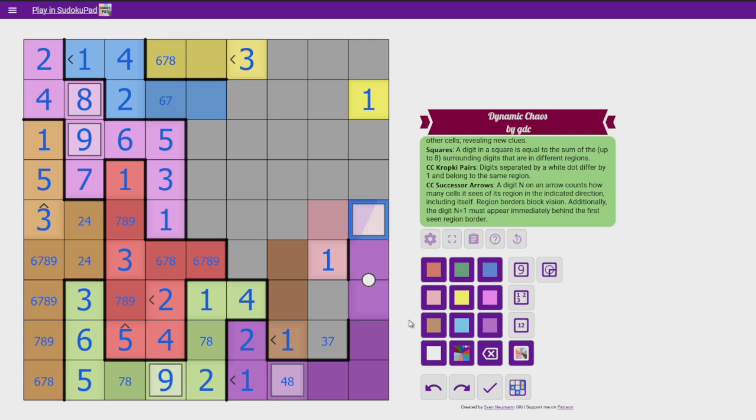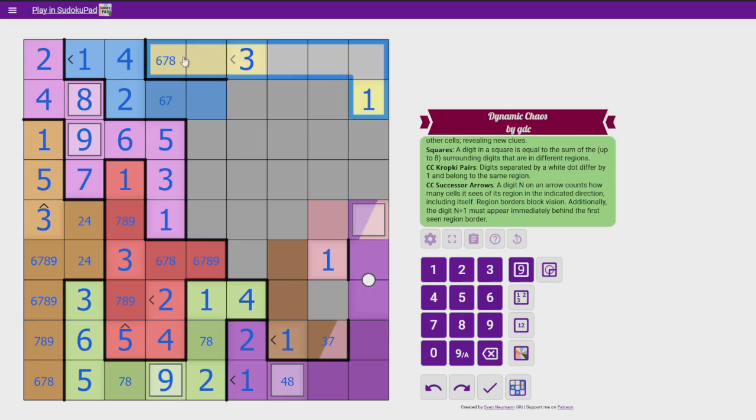Does that now mean this is purple? No. No, it doesn't. This is tan or brown. Definitely. It's 3 or 7. 1, 2, 3, 4, 5, 6. 1, 2, 3, 4, 5, 6, 7, 8, 9.